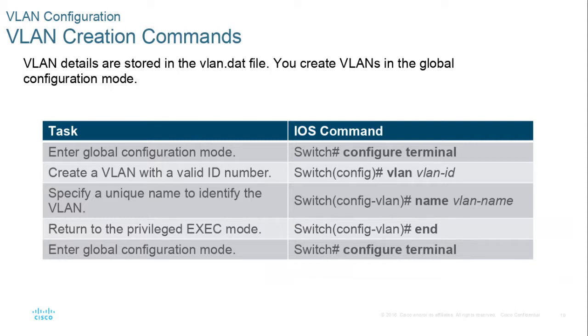So when you create a VLAN, it's stored in the vlan.dat file. You go to global configuration mode. You create the VLAN, VLAN 10. You create the name HR. Now, you don't have to do this first, remember. You can simply go to the individual interface port and assign it to be VLAN 10. If you haven't created VLAN 10 yet, it'll go ahead and create it for you as a courtesy.